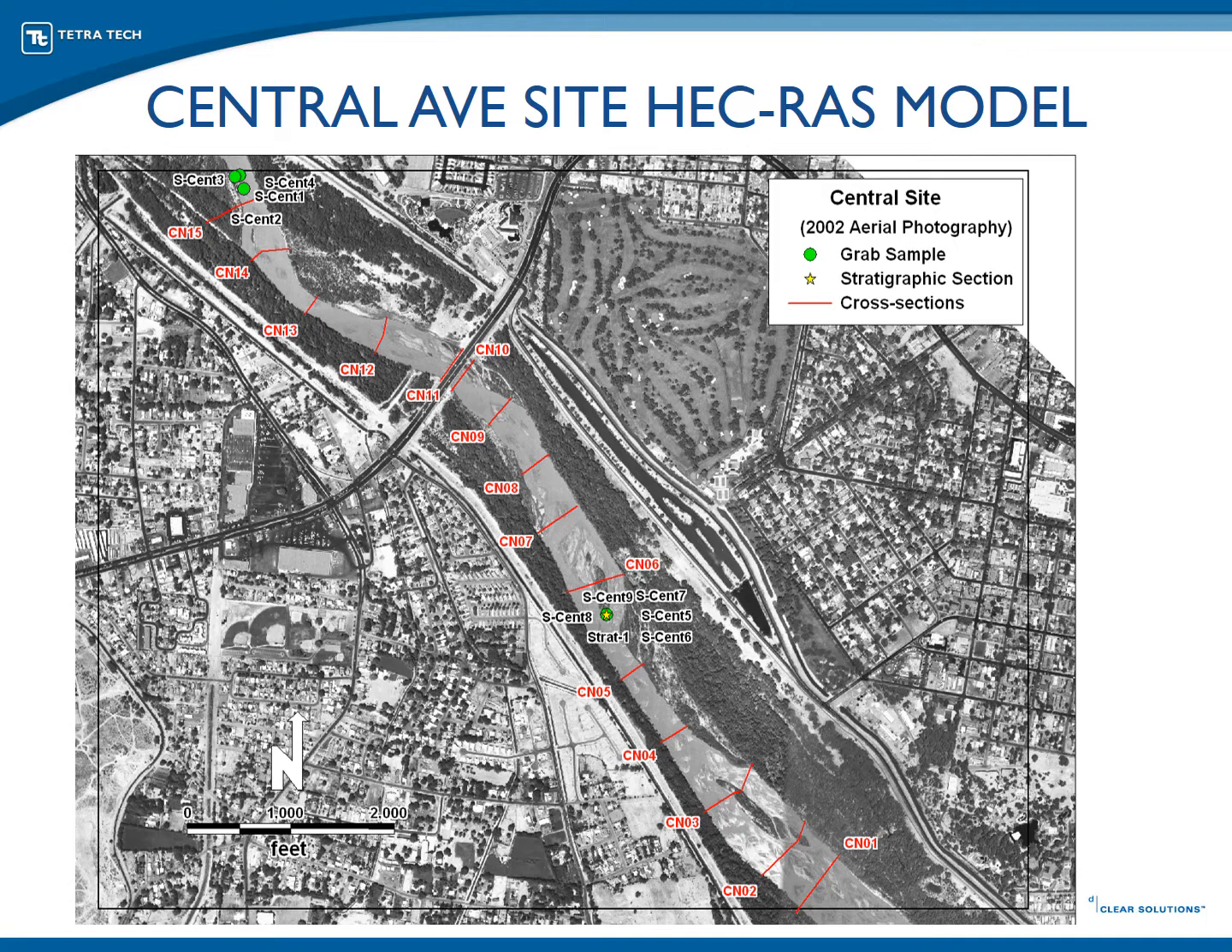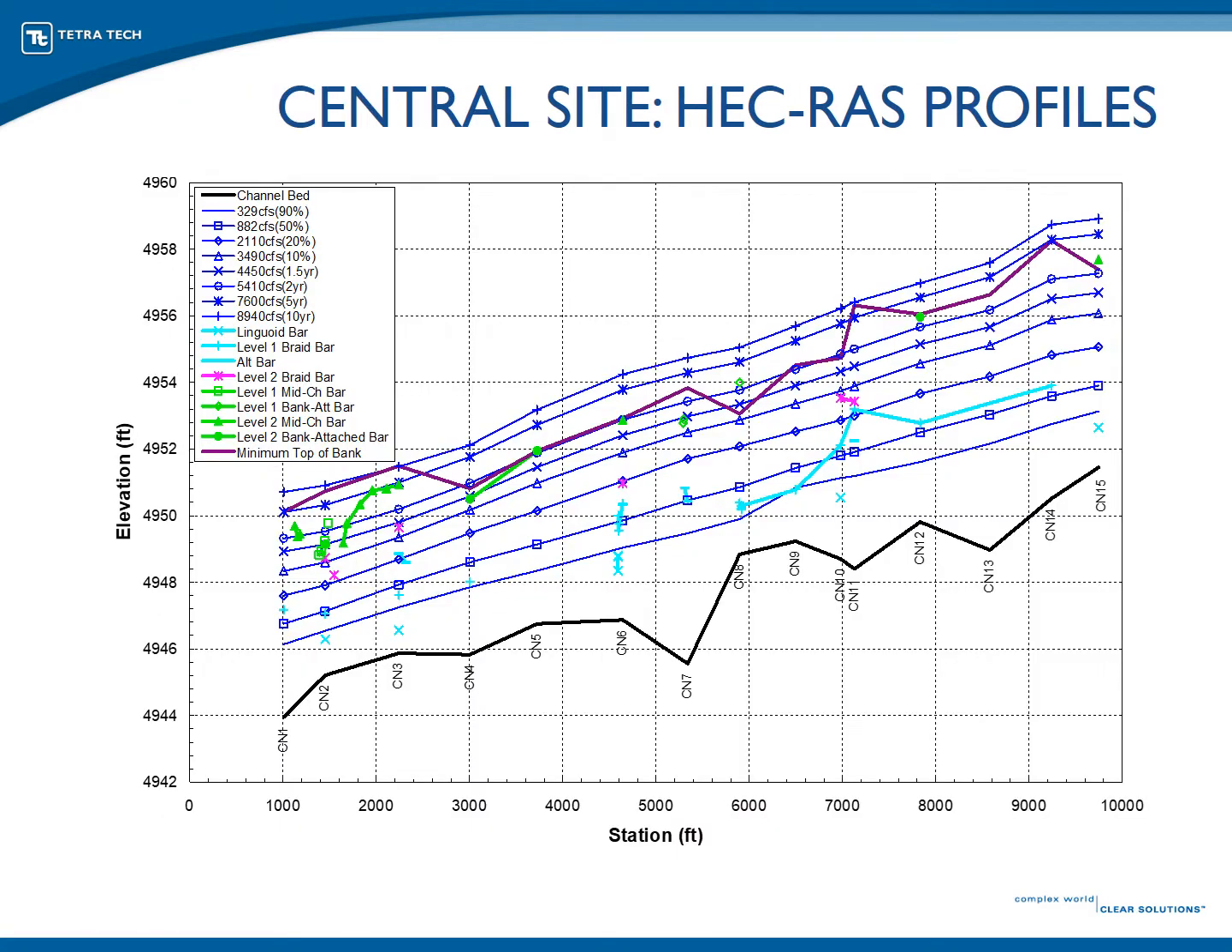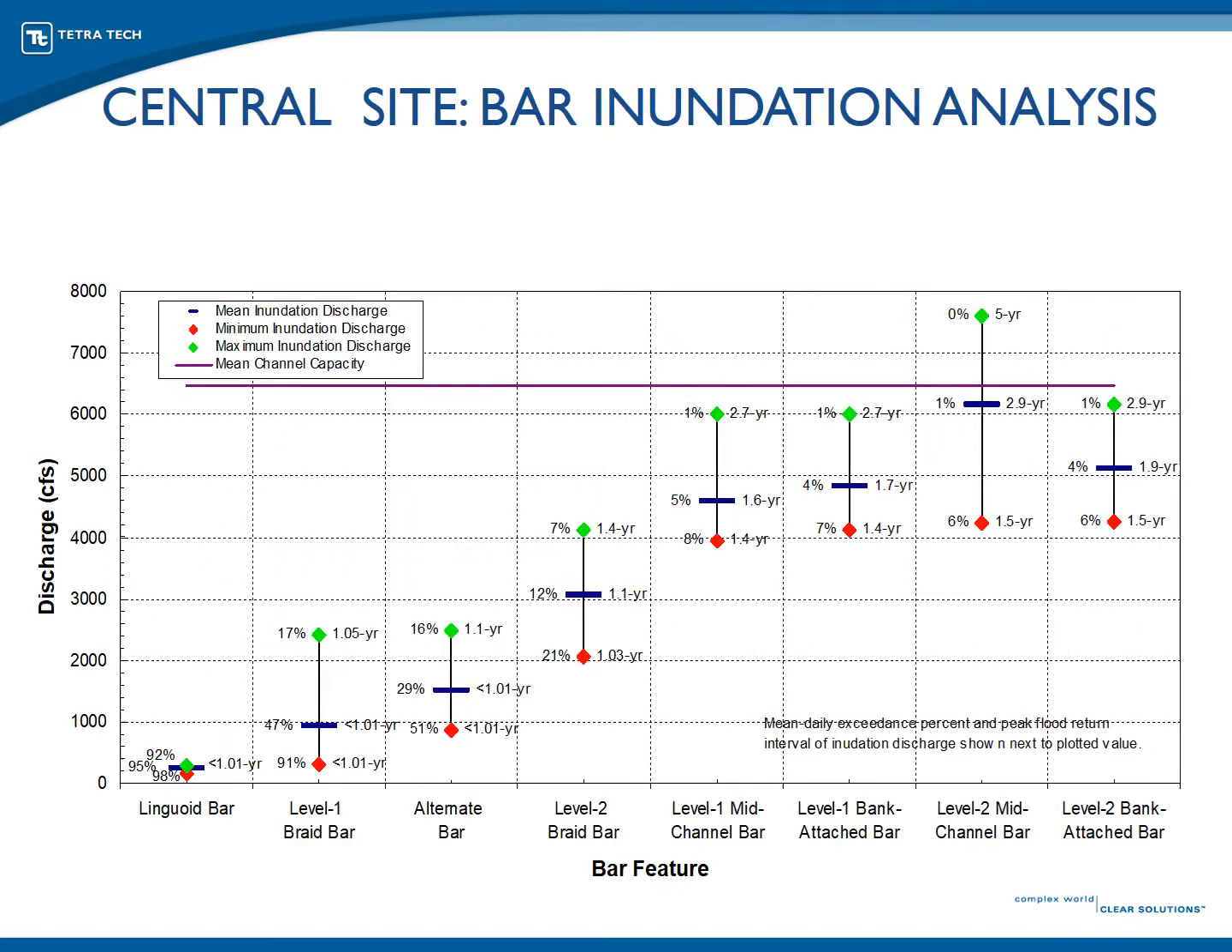All right, let's look at these hydrodynamic relationships between bars and flows. For each one of these sites, we put a RAS model together. This happens to be the Central Avenue Albuquerque site. Typical RAS output: bed profile, top of the bank through here, and then water surface profiles for a range of flows from about 300 CFS up to about 8,900 CFS. And on here, we've also got color-coded the various bar types. Hard to see, so let's move to the next slide.